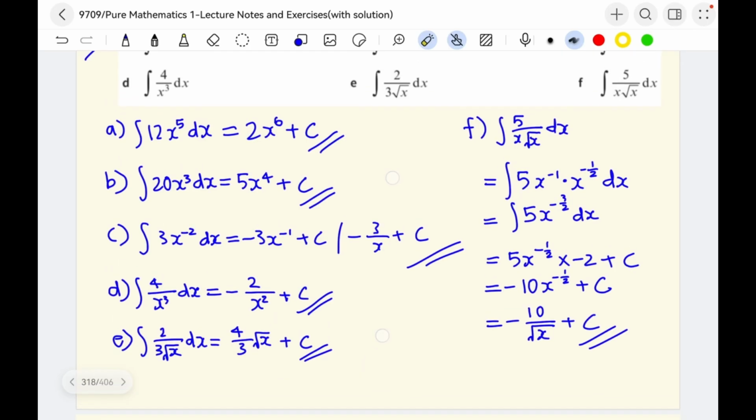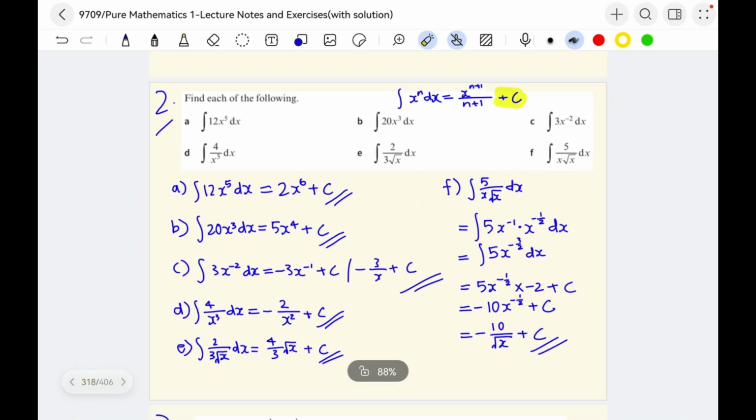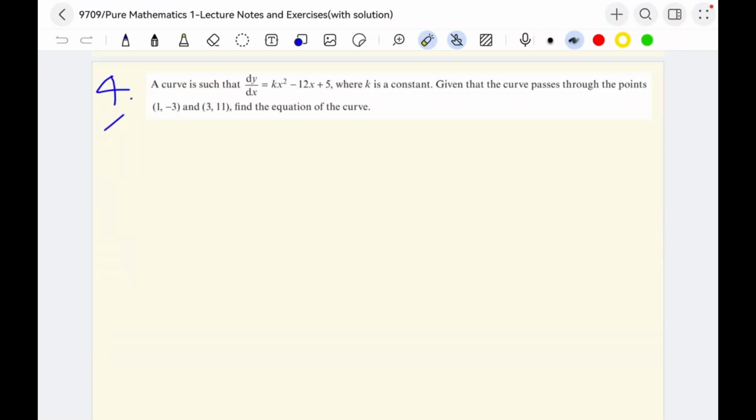So see, these basic indefinite integral questions, each of them is very simple. So who says that pure mathematics is difficult? Hopefully you can understand what I'm trying to explain and the guides. So now let's move on to the next question.